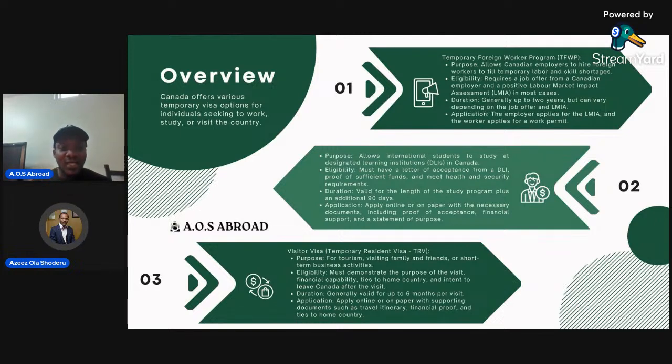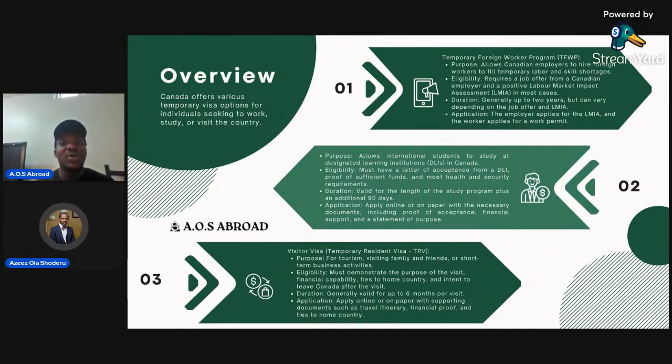Now you may be asking, okay, let's go down to the overview of temporary residence visas, how you can land in Canada as a temporary resident. So today we want to talk about the various temporary visa options for individuals to study in Canada, to work in Canada, and to visit in Canada. Those are really the three main ways you can come into Canada temporarily.